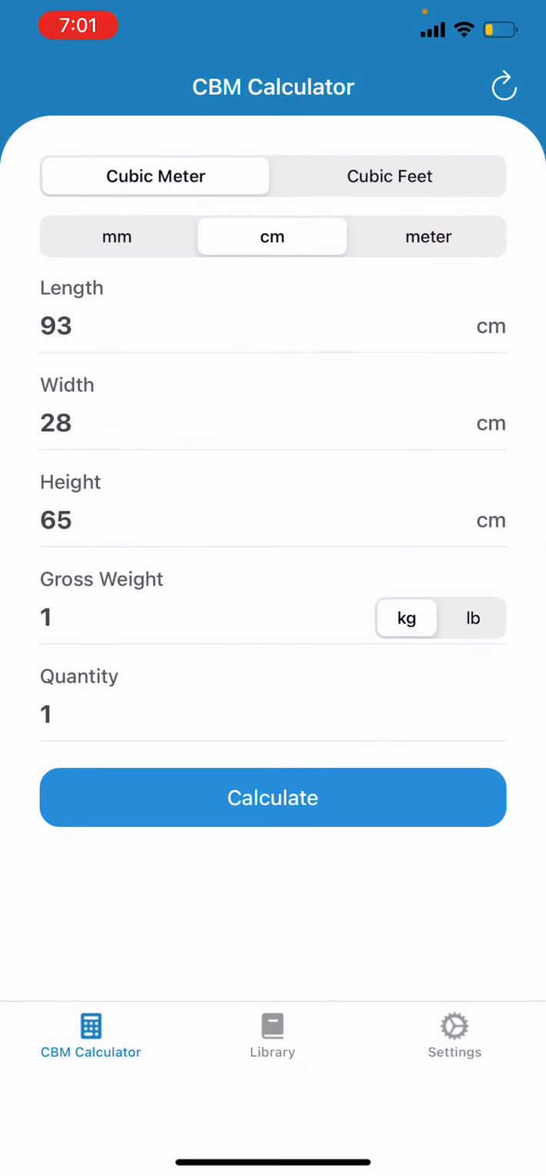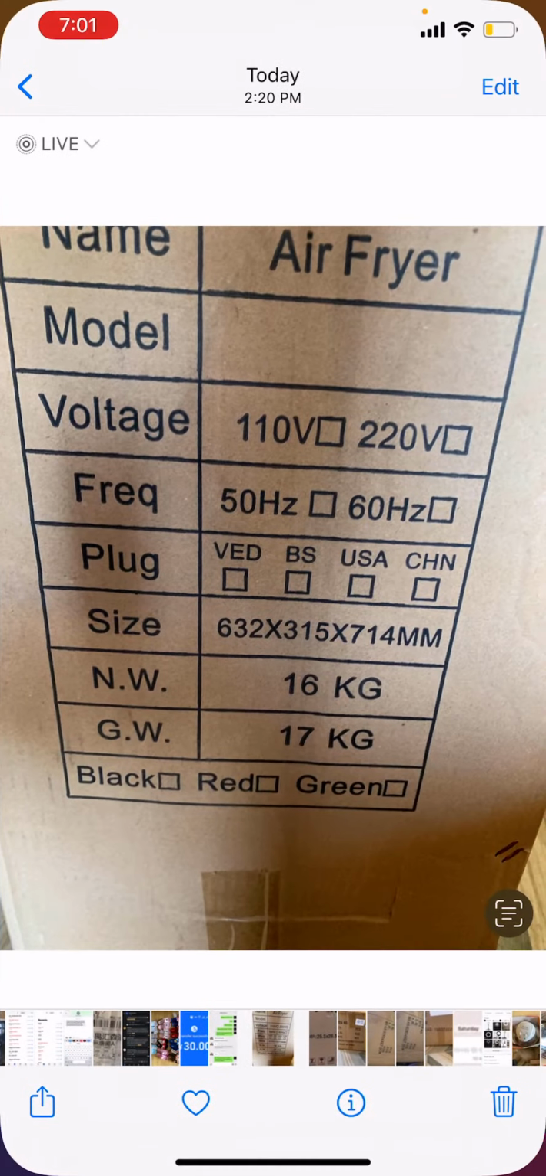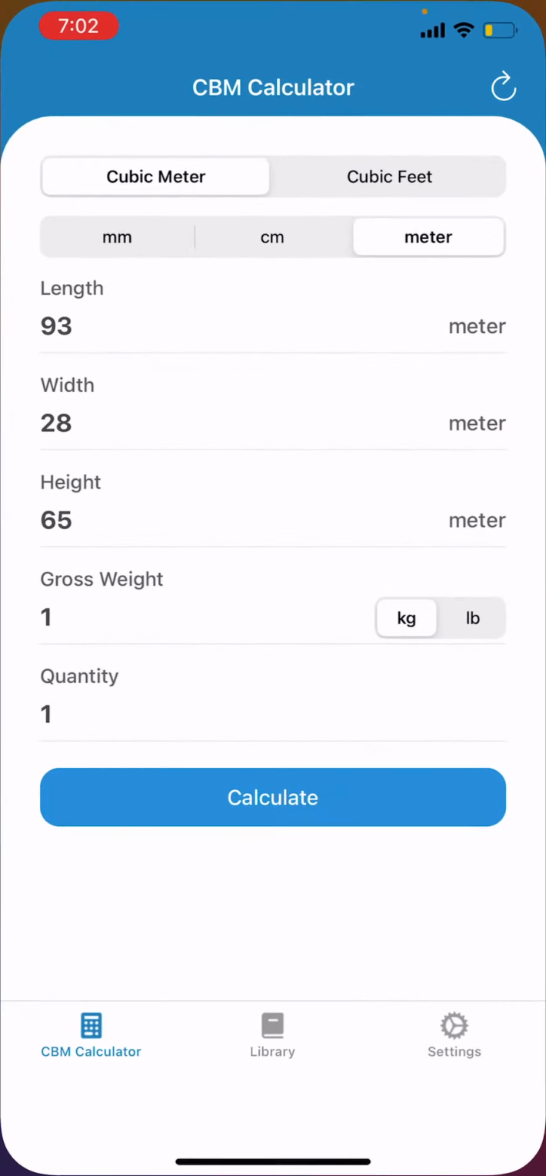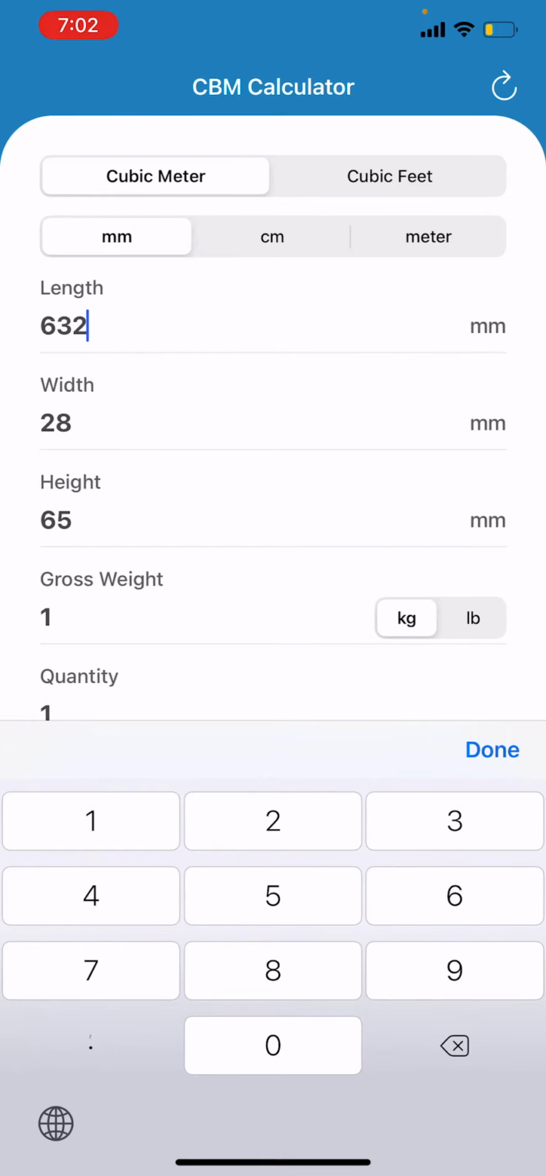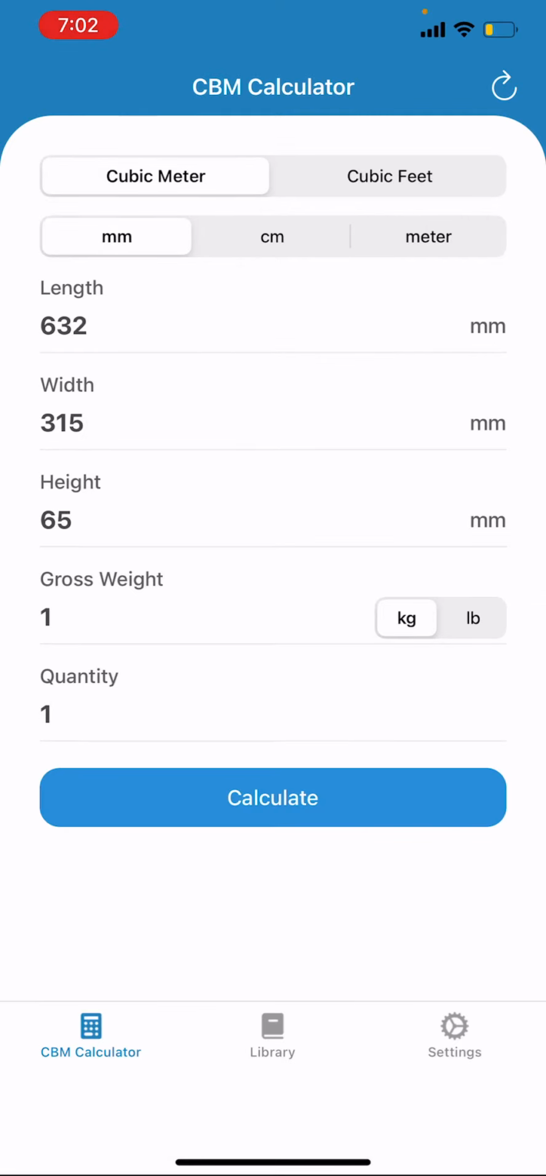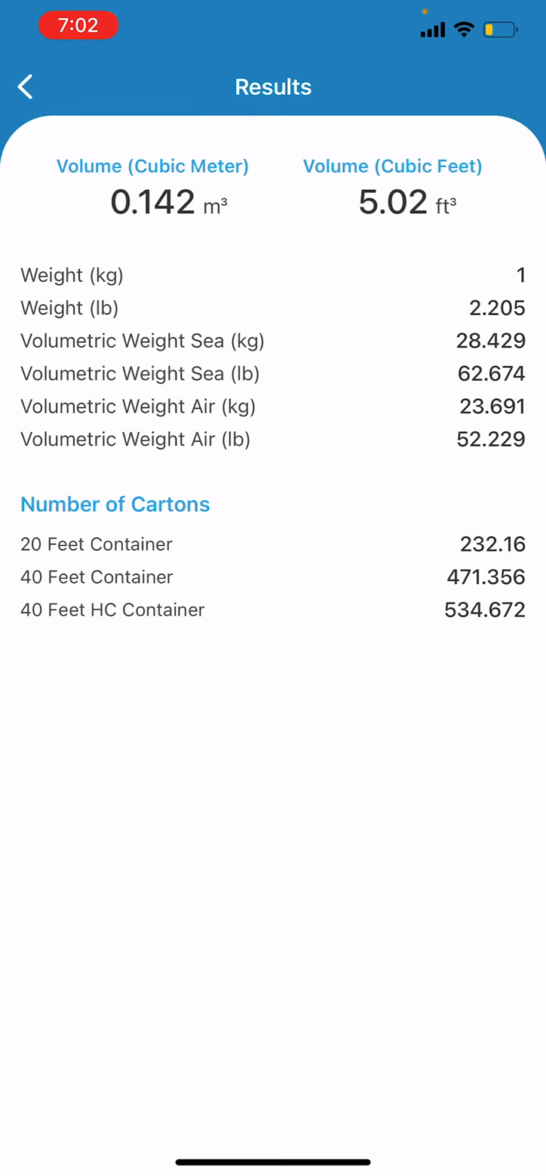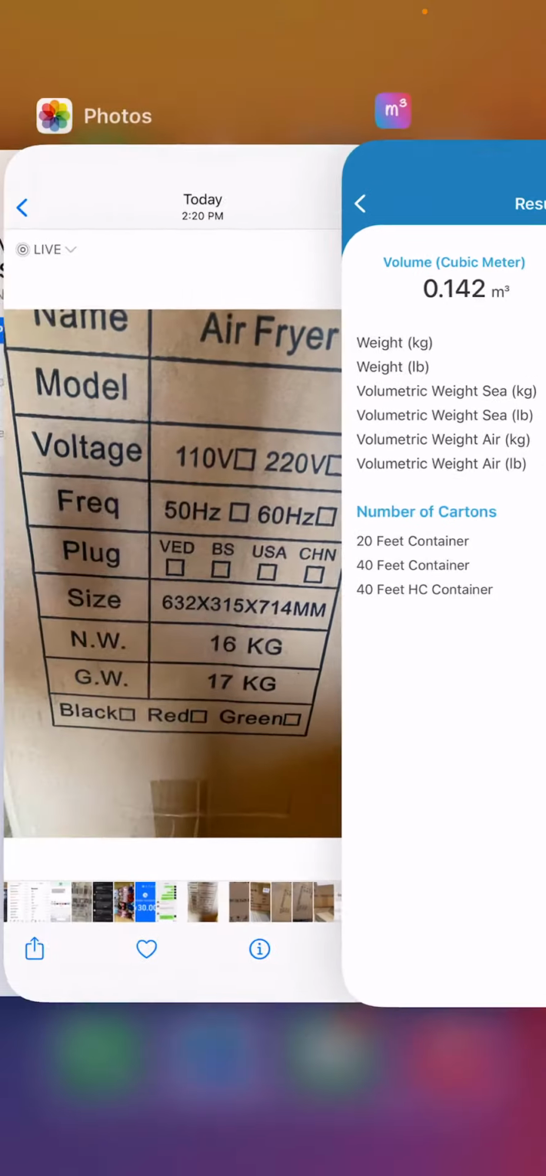Okay, so you will come here. You have the millimeters section, the centimeters section, and the meters section. Now the item that we are looking at over here is in millimeters, so all that I have to do is plug in the figures. They are always three numbers: 632, 315, 714. The first number is in millimeters, so 632. The next one is 315. Then the other one is 714. Then calculate. Quantity, of course, is 1. Then 0.142. This is the CBM for this carton.